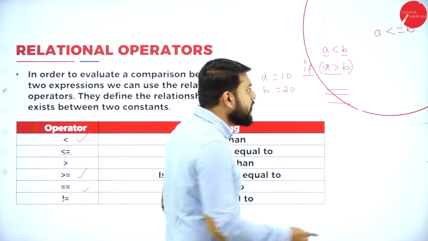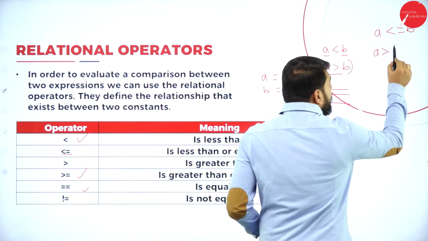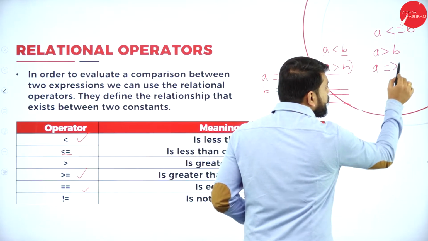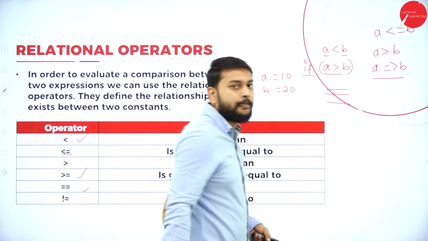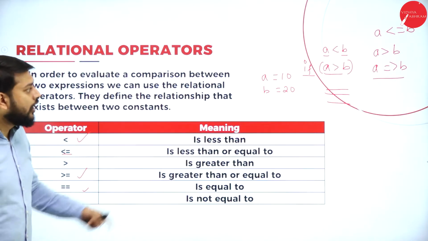In the same way, A can also be greater than B and also it can be equal to B. How do I write that? For that, I have to use greater than or equal to B. So that's what you need to remember. This is how I write.